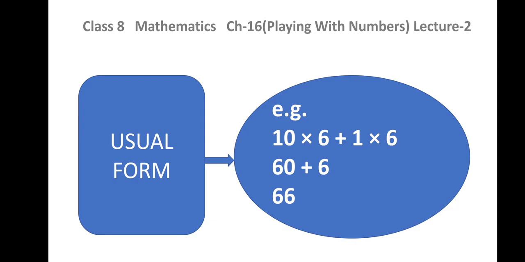So 10 into 6 plus 1 into 6 will be written as 66 because 6 is being multiplied by 10, so the digit at 10's place will be 6, and 6 is being multiplied by 1, so the digit at 1's place will be 6 here in this example. So I hope usual form and generalized format are very easy and you must have understood them properly.